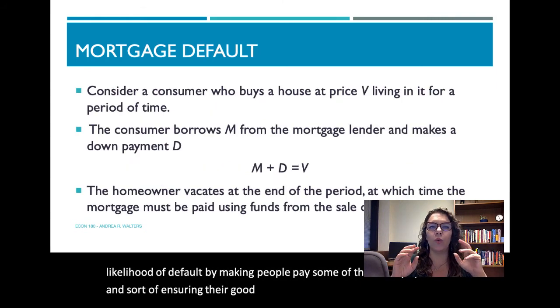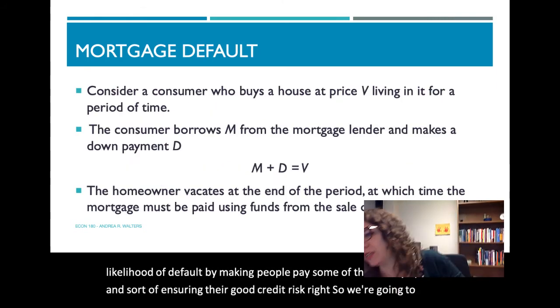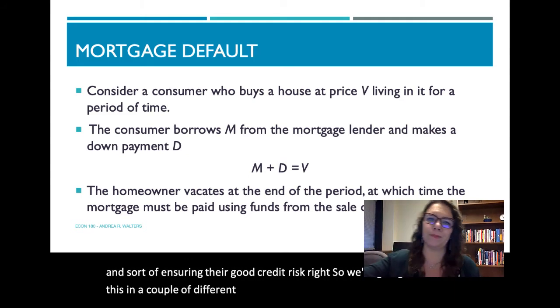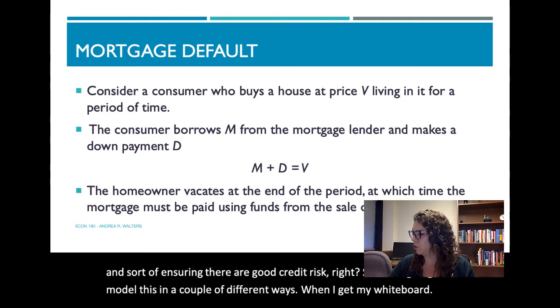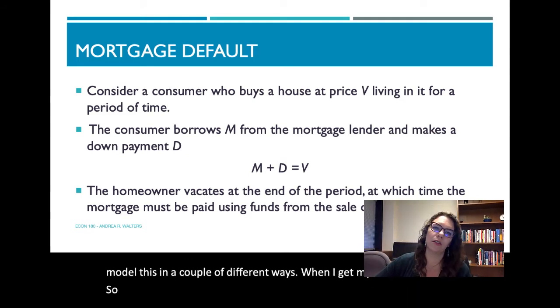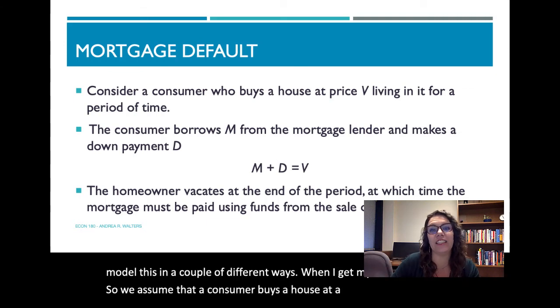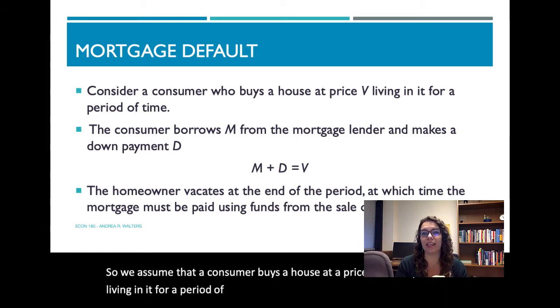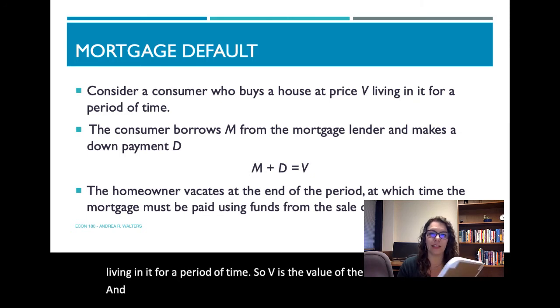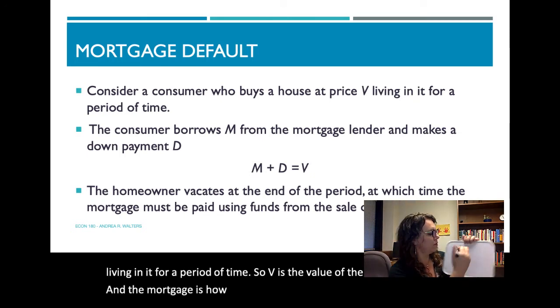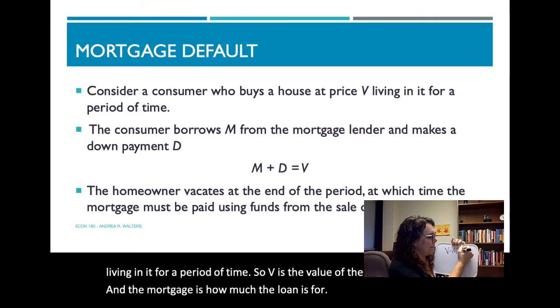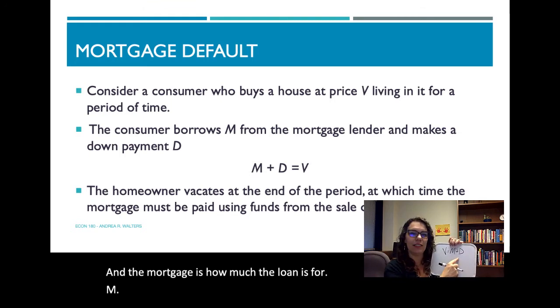So we're going to model this in a couple of different ways. Let me get my whiteboard. We assume that a consumer buys a house at a price of V and plans on living in it for a period of time. V is the value of the house, the mortgage is how much the loan is for, M, and then D is the down payment.